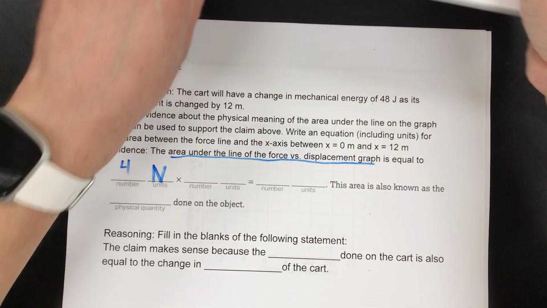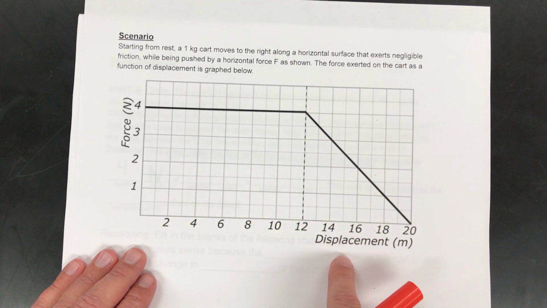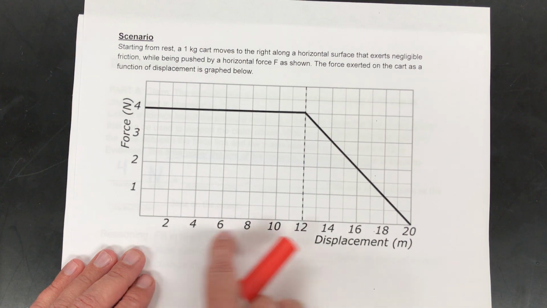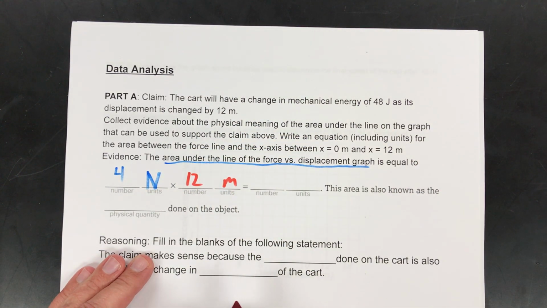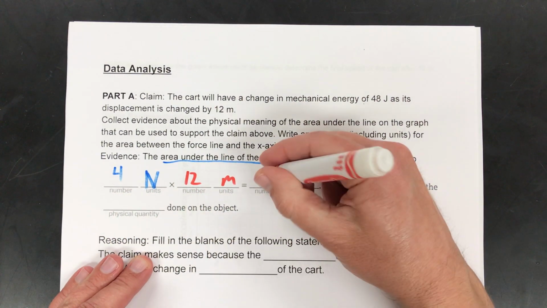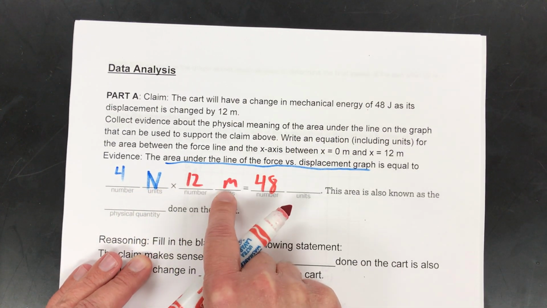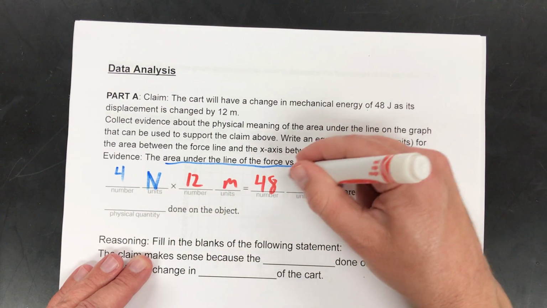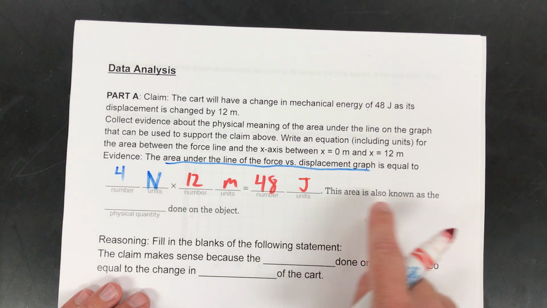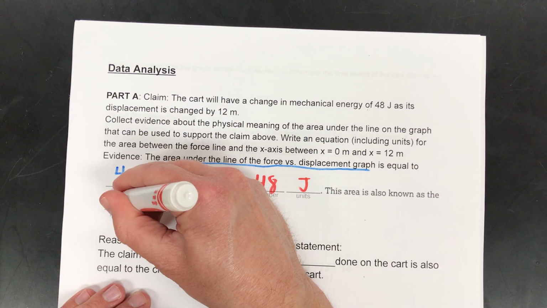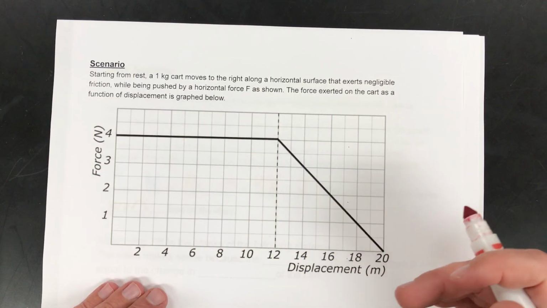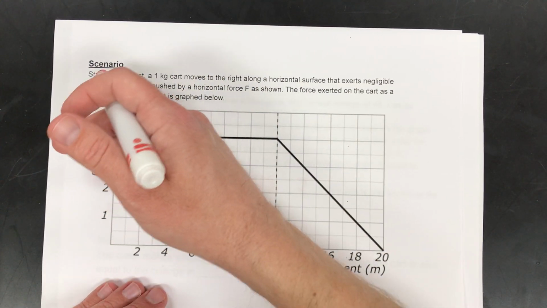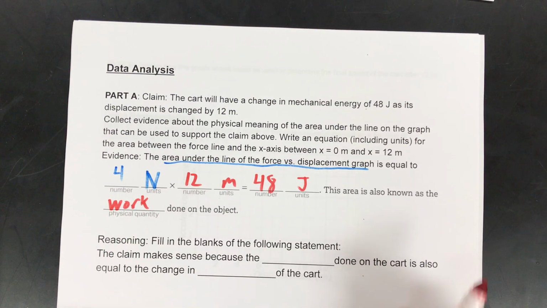And then we're going to multiply that by our length here in displacement. So it is going to be 12 meters. So when we multiply these two out, 4 by 12 is 48, and newtons times meters, newton meters, gives us a unit of joules actually. So the area is also then known as the work done on it. So when you have a force versus displacement graph, the area under the curve, since it's force times distance, is equal to the work done on it.